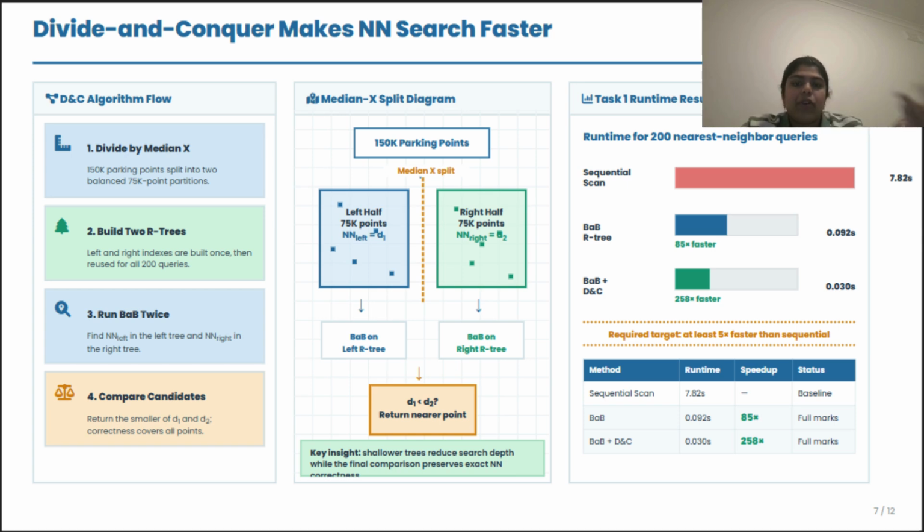Sequential scan takes 7.82 seconds, branch and bound takes 0.092 seconds, which is 85 times faster. And divide and conquer, which is our ultimate winner, takes 0.03630 seconds, which is 258 times faster. The required target was to get at least 5 times faster than the previous method, but both algorithms far exceed that. This is the result for my task, and now I'll hand over to Sriram for the report and task 3 explanation.